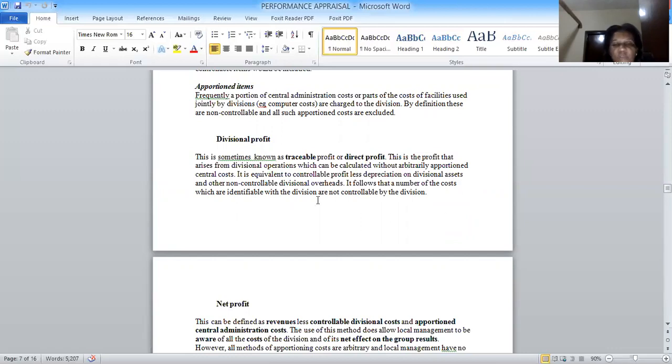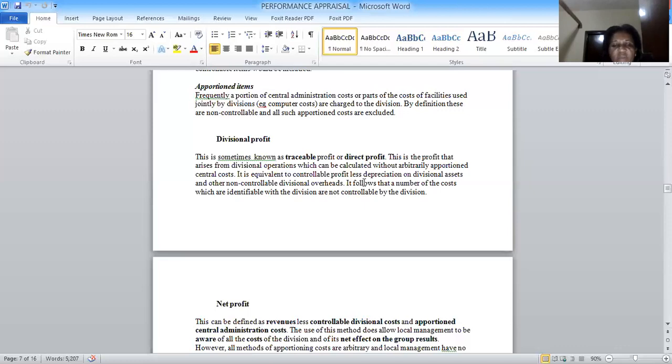So, simply put, that's the division's own profits that they have made. And then, as I've read to you, the items that will go on are depreciation on their assets. They'll take all those things off. And then the remaining one, they'll term it divisional profits.